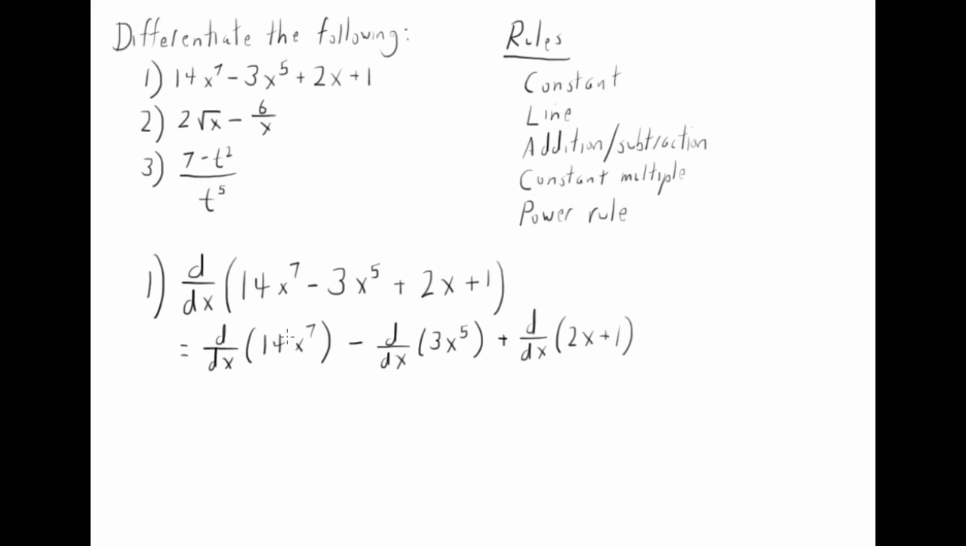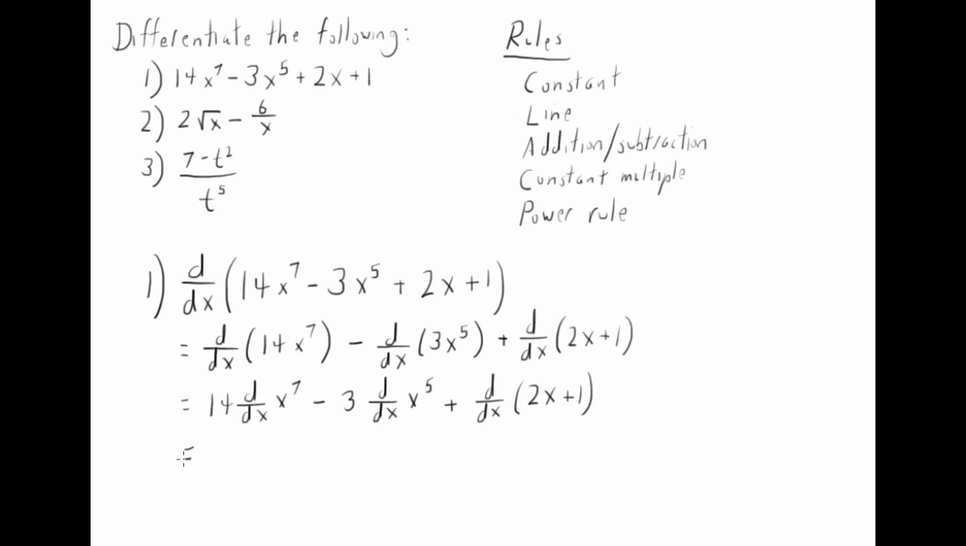Now, this is great. I have these numbers in front. I call these multiplicative constants. These are the coefficients of these power functions here. And by the constant multiple rule, we can bring those out. So this is 14 times d/dx of x to the 7th minus 3 d/dx of x to the 5th. And for right now, I'm going to leave the last part by itself. I'm not going to make any changes.